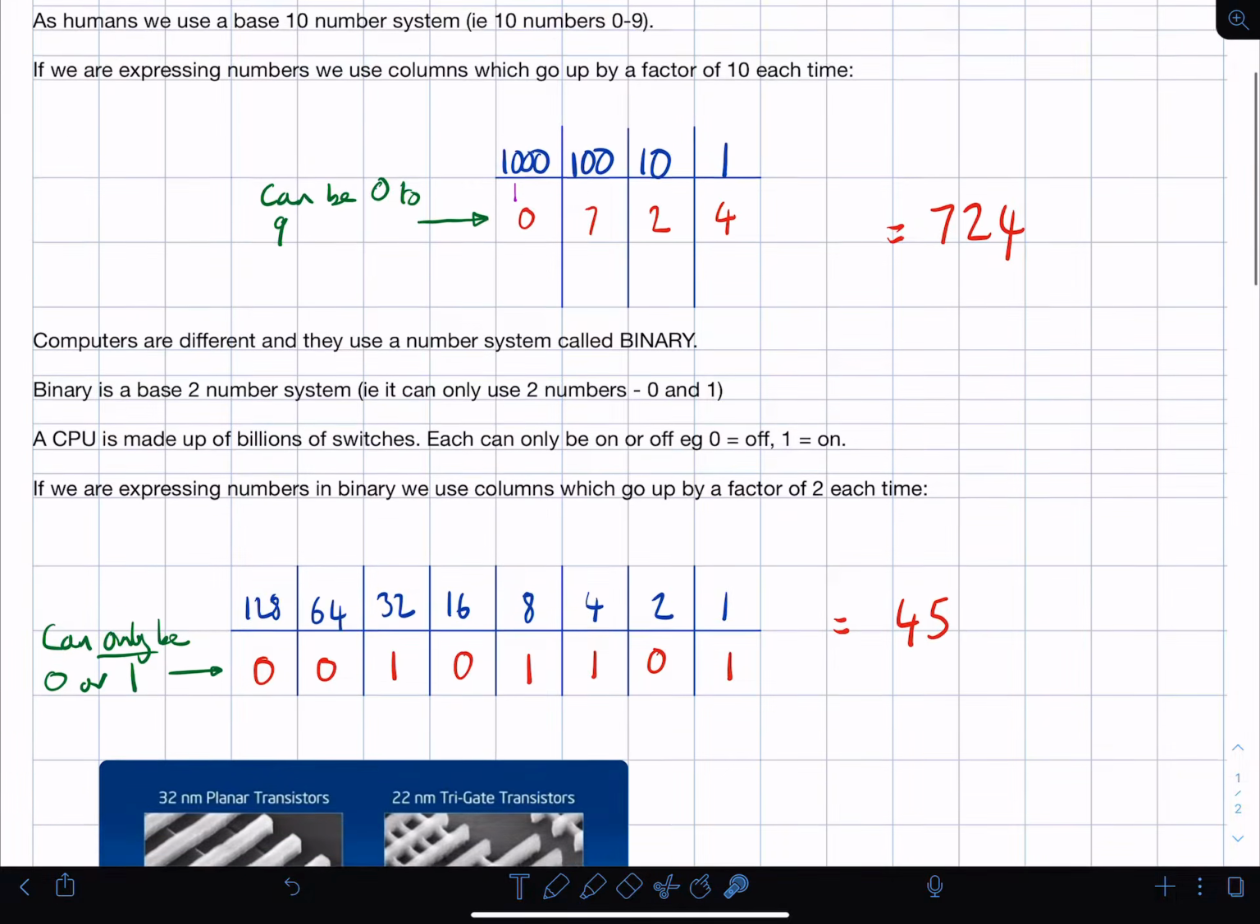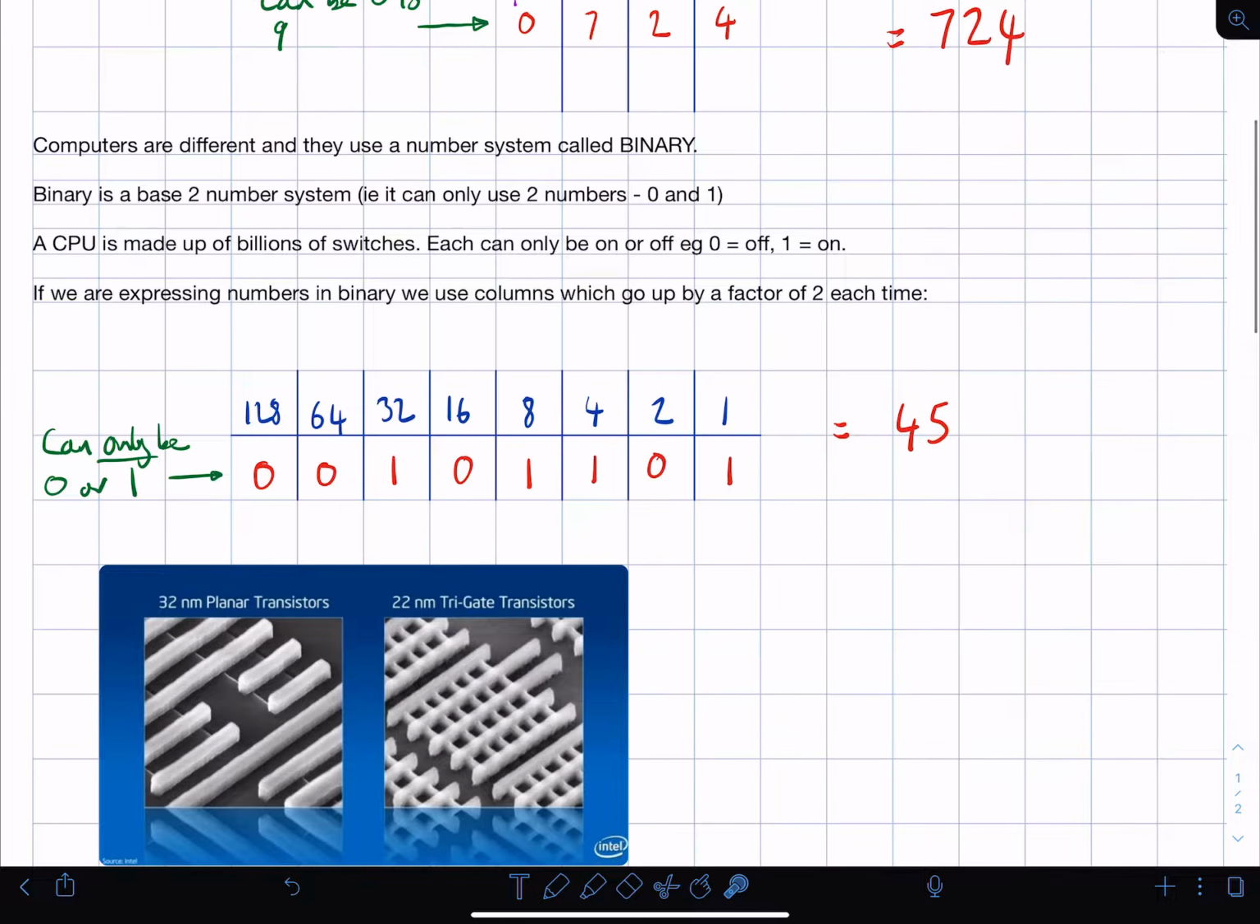However, computers are different, and they use the system called binary, which we also call base 2. The reason we use binary is that the switches on a CPU can only be in an on or off position, only two things. In binary, this is represented by two numbers, a 0 for off and a 1 for on. So the transistors, remember, can only be off or on, and we represent that in binary as a 0 or a 1.